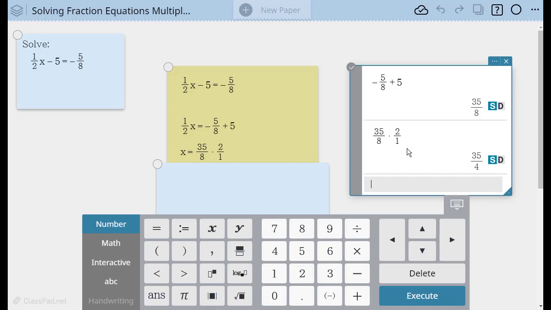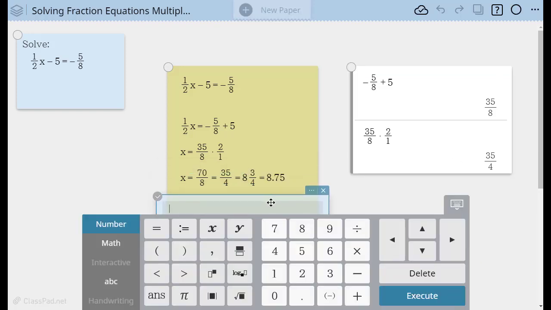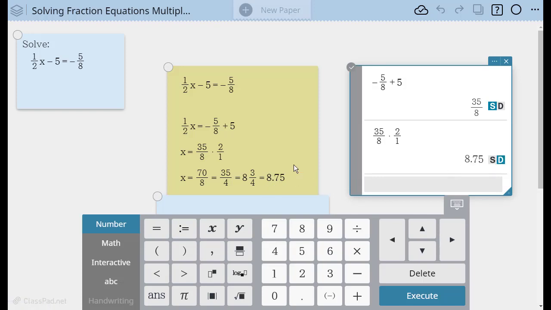I could have done this without the calculator. I could have had 35 times 2 is 70, 70/8. And notice that the solution is always in its simplest fraction form, but I could now really talk about what are the different forms. So here's that 70/8 if I didn't simplify, 35/4 if I did simplify the fraction. If I wanted to convert it to its mixed number, I could, or if I wanted to toggle and see the decimal equivalent, I see that as well. So this is solving it and using the calculator to do the calculations with the fractions using the fraction template. That's the beauty of this.